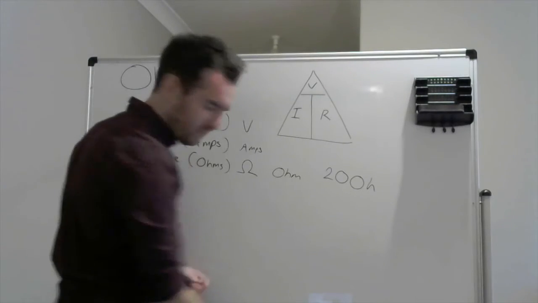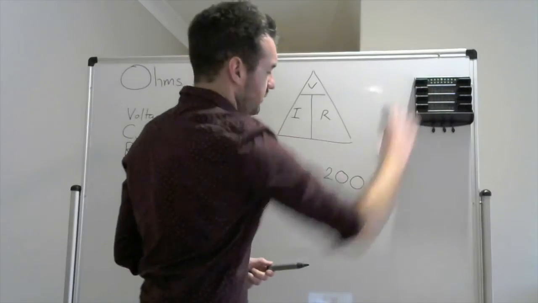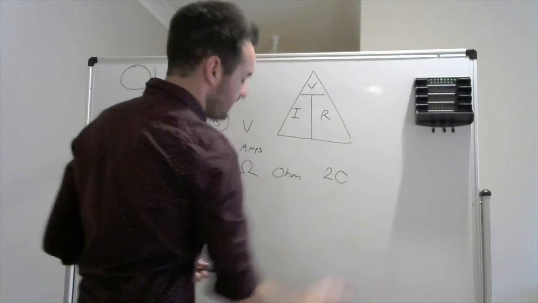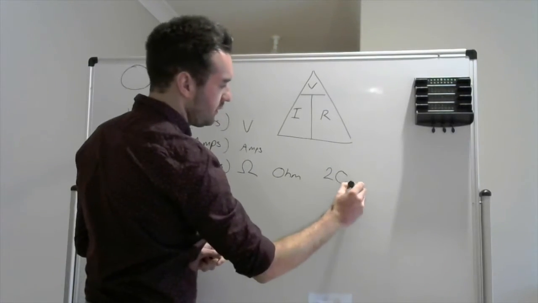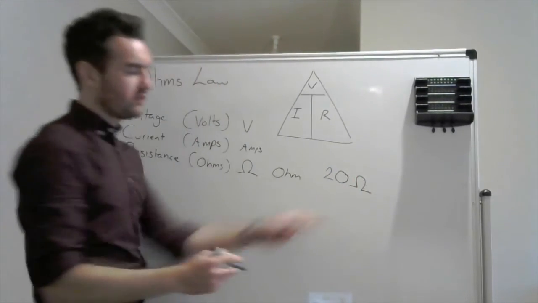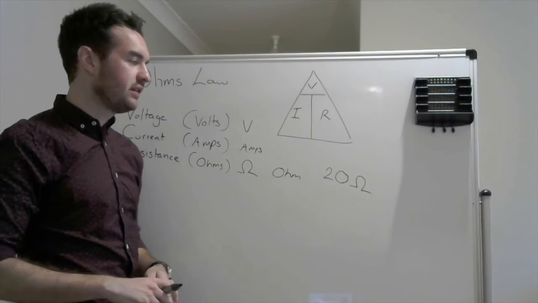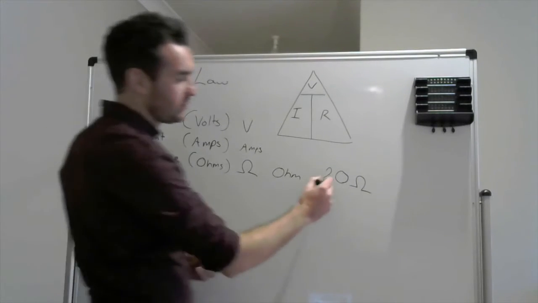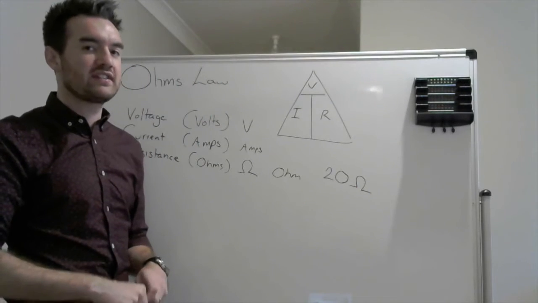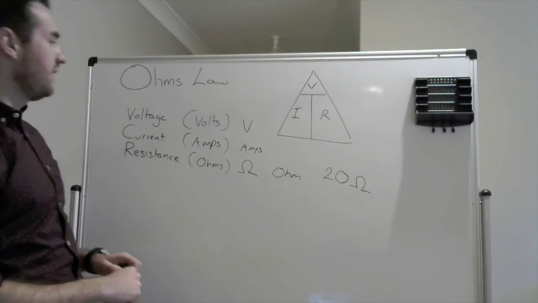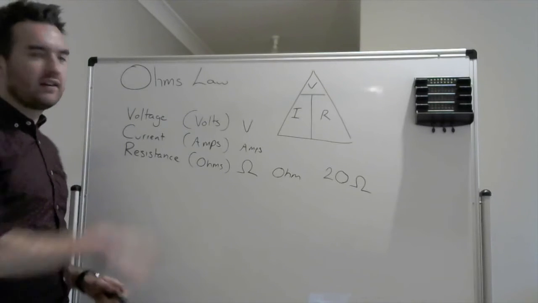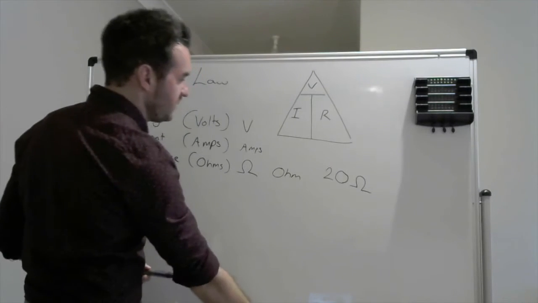So instead of that, we use the symbol here. It's very hard to confuse the omega symbol with anything else. So we know that that is 20 ohms. It has a resistance of 20 ohms. If we're clear with that, let's go and do some simple examples.